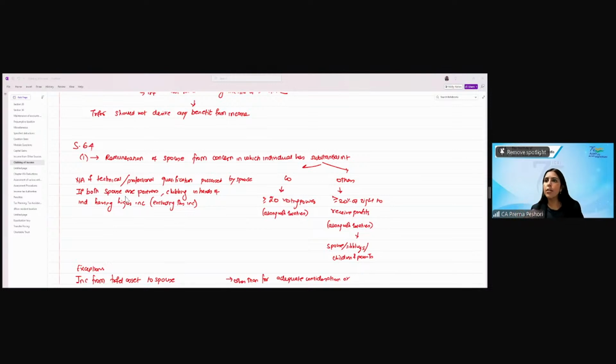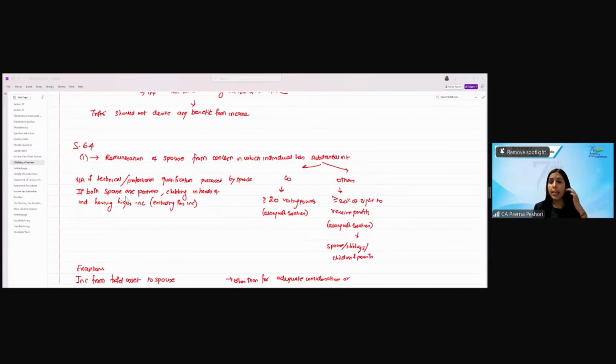It is very common that people give remuneration to wife, to husband. But in this case, the income will get clubbed in my hands only, in the hands of the person who has the substantial interest. However, these clubbing provisions will not apply if the spouse possesses a technical or professional qualification, and because of which is receiving remuneration.